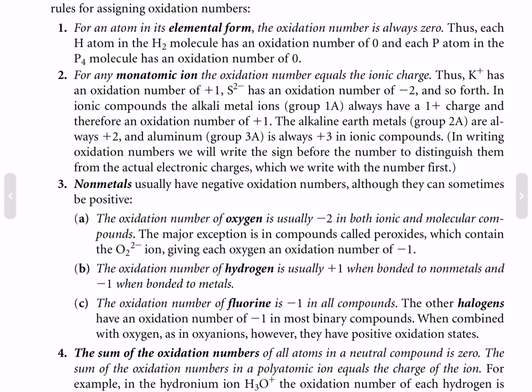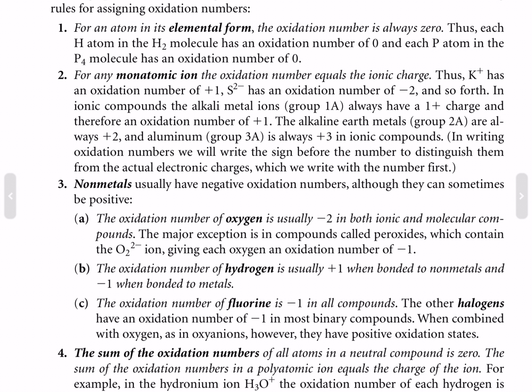Thus, potassium ion has an oxidation number of +1, sulfide ion has an oxidation number of -2, and so forth. In ionic compounds, the alkali metal, group 1, always has a +1 charge, and therefore its oxidation number is +1. The alkaline earth metals, group 2, are always +2, and aluminum, group 3A, is always +3 in ionic compounds. In writing oxidation numbers, we'll write the sign before the number to distinguish them from the actual electronic charges, in which we write the number first.